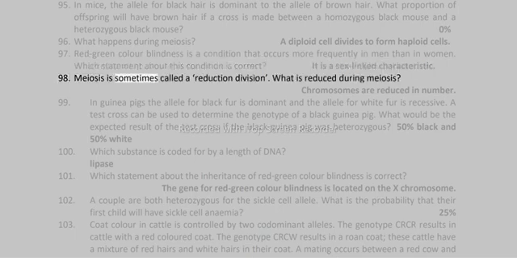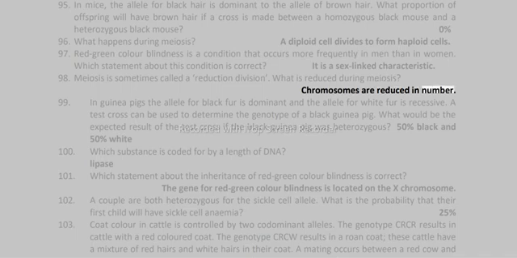98. Meiosis is sometimes called a reduction division. What is reduced during meiosis? Chromosomes are reduced in number.